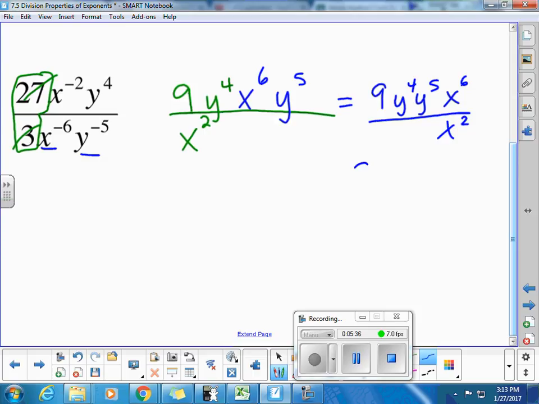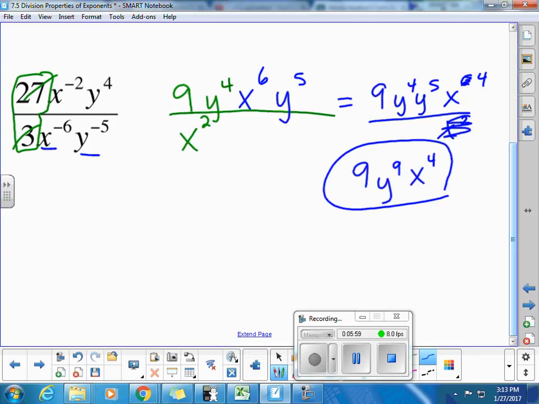Let's see, I have y to the 4th times y to the 5th. Remember, we add those numbers because it's 4 of them and then 5 more of them, so it would be y to the 9th. X to the 6th divided by x to the 2nd. I have 6 of them on top and 2 on the bottom. These 2 on the bottom are going to cancel out 2 on the top and make this 6 a 4. So I have x to the 4th. So this would be my answer if that's simplified.